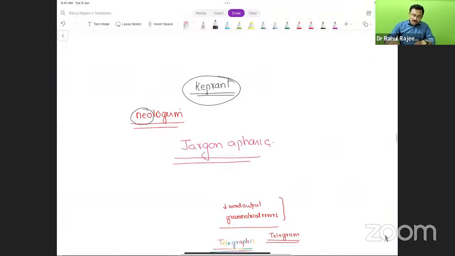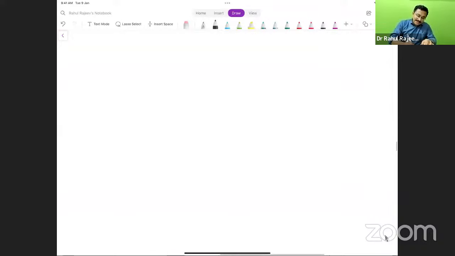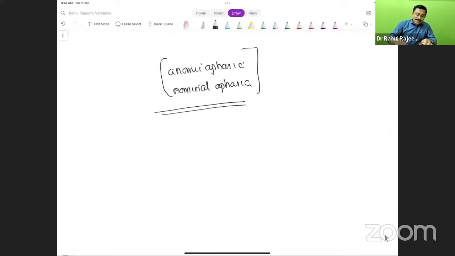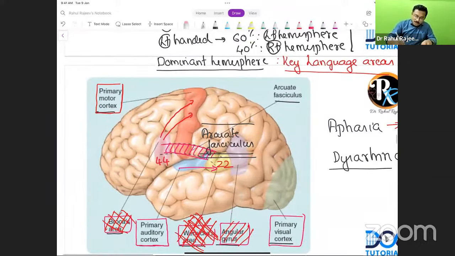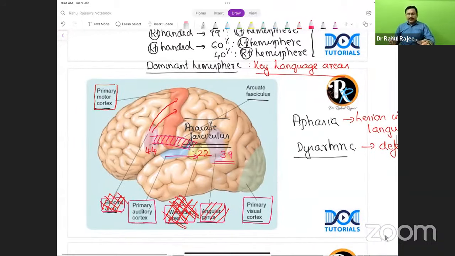Anomic aphasia, which is also known as nominal aphasia. So there is a defect in the naming and word finding. So the angular gyrus, located in the parietal lobe, is Brodmann area 39. Okay. So these are the important key language areas.